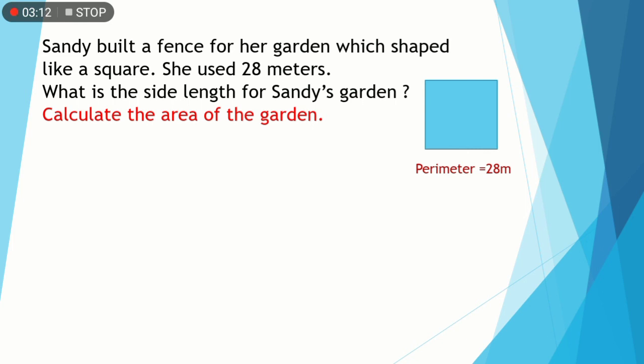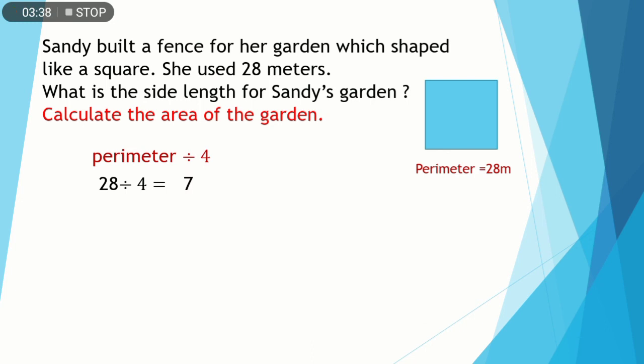Now I want the side. Do I have the side? No, I have the perimeter. How can I get the side from the perimeter of a square? The side equal perimeter divided by 4. The perimeter now is 28. 28 divided by 4 equal, excellent, 7.